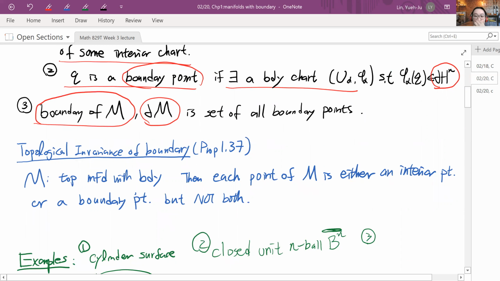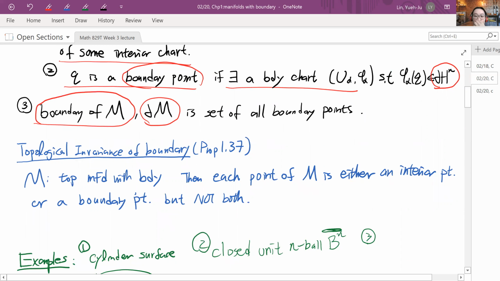Yeah, so this is actually not hard to prove. You just literally use the definition and write it down. Okay, so the last thing I want to show is what we call the smooth invariance of boundary. Back then we said that there's a topological invariance of boundary.